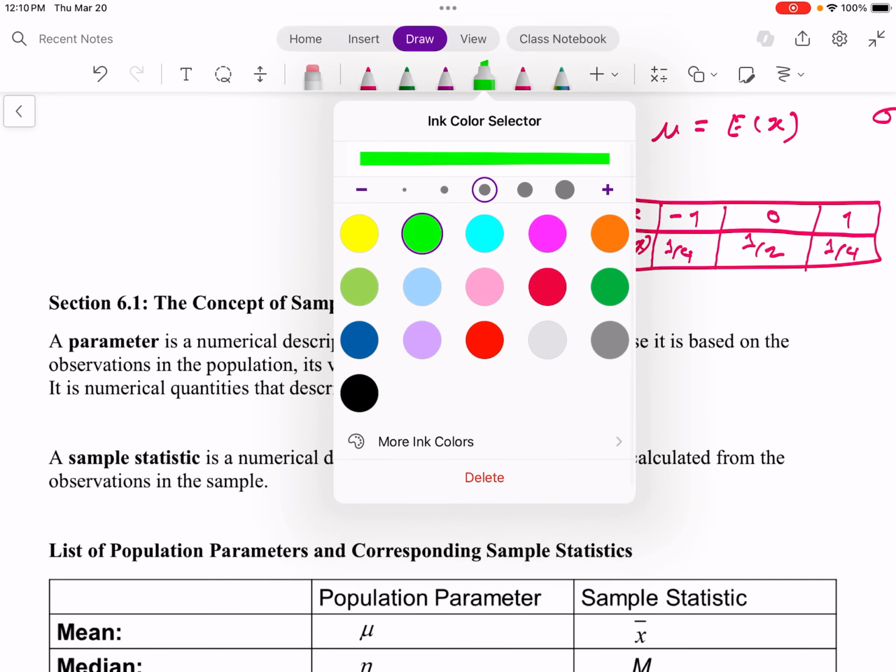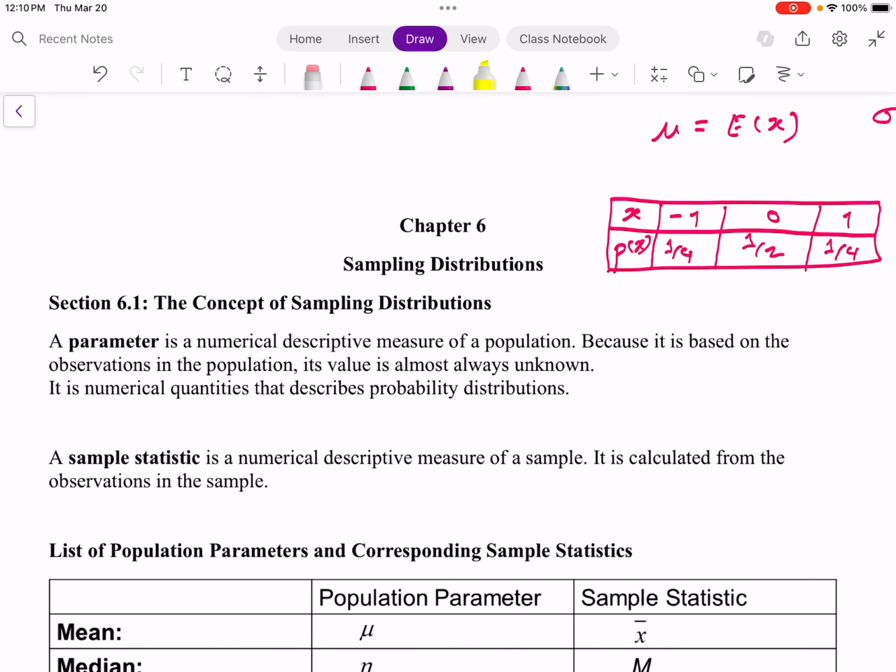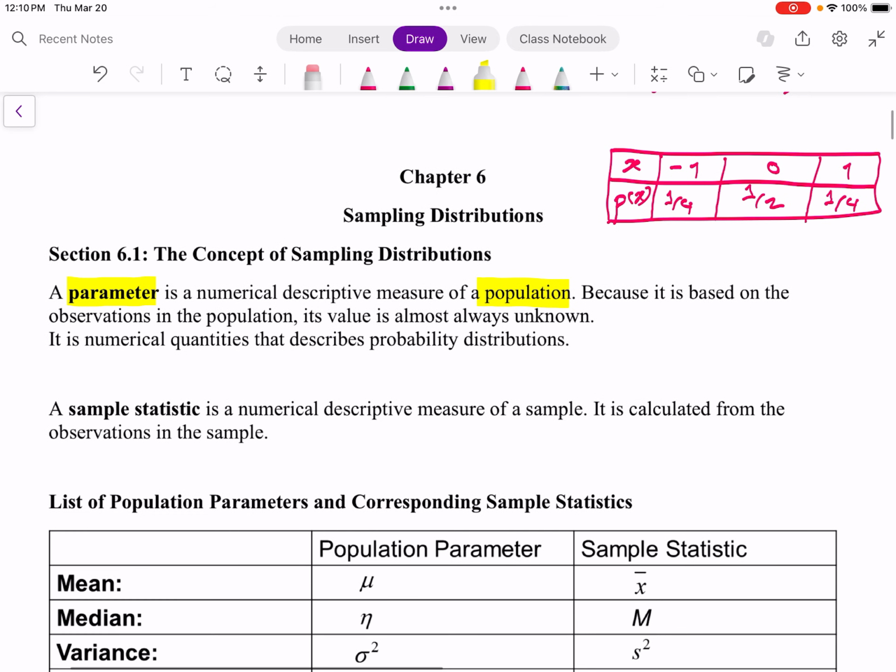Now, we have a parameter here, and we know what a parameter is. The numerical description of a population is a parameter. Okay, so if we use any number to describe our population, we call it a parameter. And since a population is always large, it's really difficult to calculate the parameter.